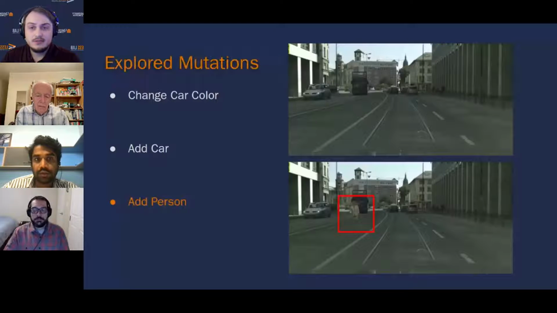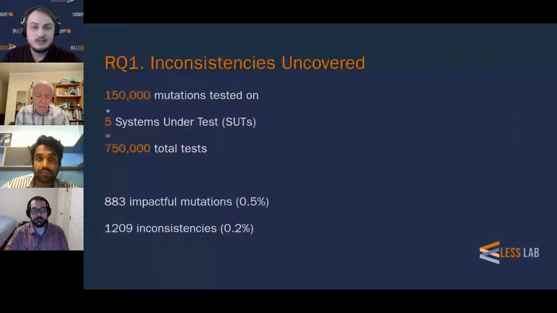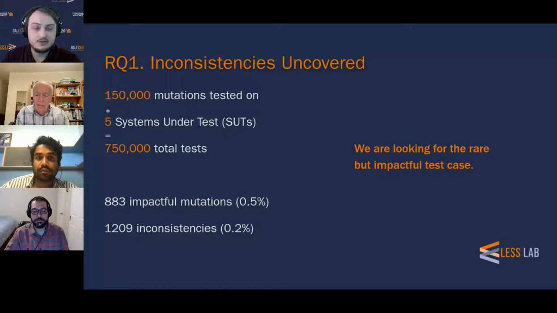To test the performance of our mutations, we generated 150,000 mutations, which we tested on 5 state-of-the-art perception systems. From these, we found 883 mutations that led to just over 1,200 inconsistencies, where more than 1% of the image was misclassified. These are both just a fraction of a percent, which is good. These are state-of-the-art perception systems, and we expect them to perform well on the overwhelming majority of test cases. This highlights the importance of our mutations to search out the rare but impactful test cases that can uncover these failures. In addition, we found 20 extreme inconsistencies where more than 10% of the image was misclassified. Let's look at one example now.